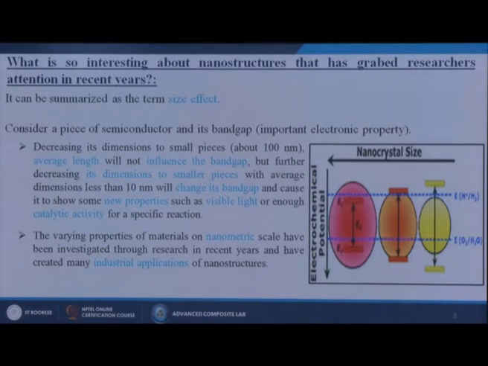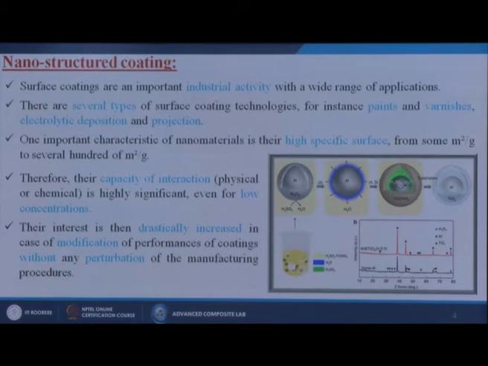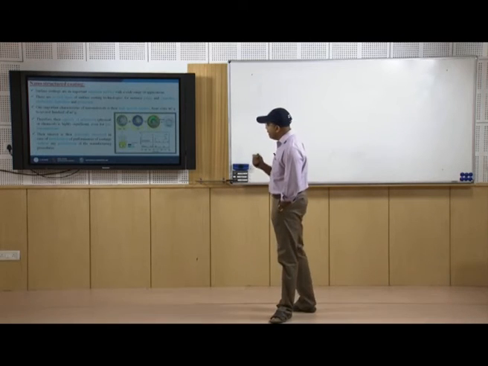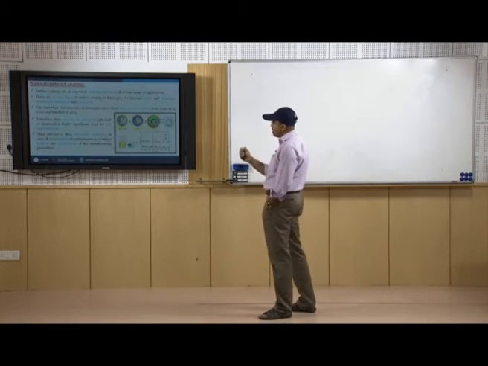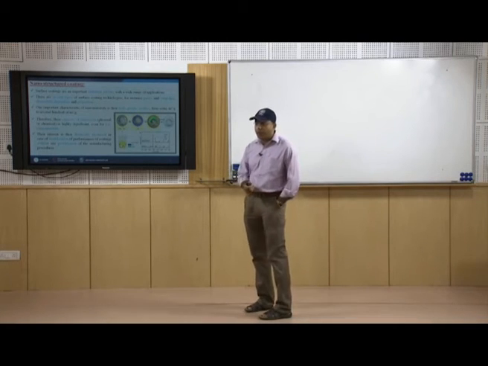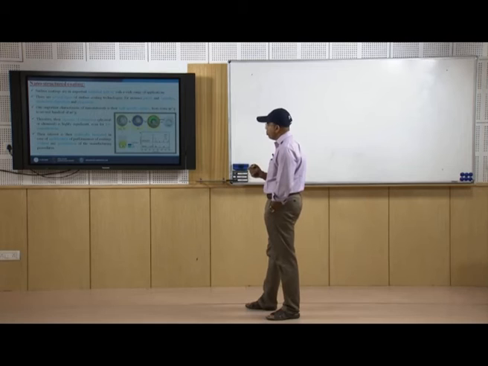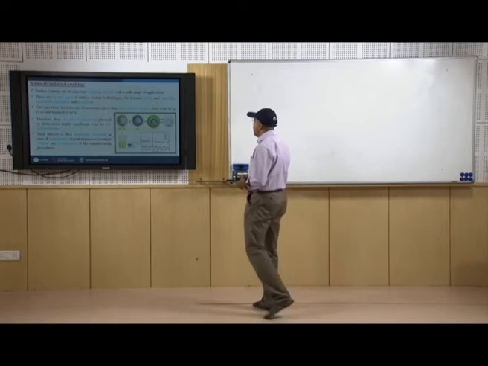The varying properties of materials on the nanometric scale have been investigated through research in recent years and have created many industrial applications of the nanostructure itself. Till now we have been talking about nanomaterials and why we are going to use this kind of nanostructure. In this slide we are going to discuss why we go for nanostructured coatings, and why we are not going for bulk coatings or micro or macro structure coatings. Surface coatings are an important industrial activity with a wide range of applications.